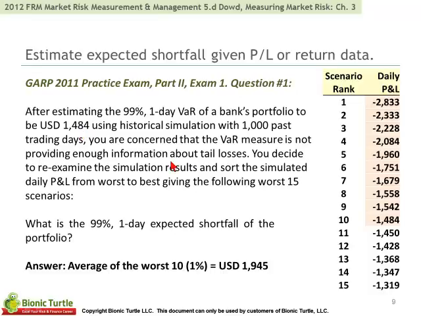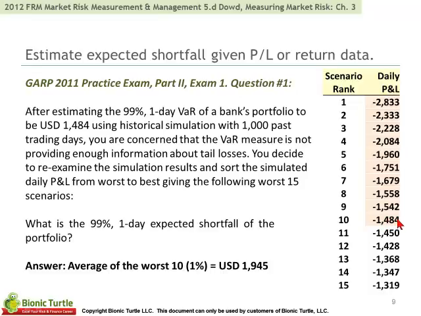That expected shortfall supplements, and so there's a point of the exercise. So what's the 99% one-day expected shortfall of the portfolio? Well, what you need to do for this is identify the worst 10 observations, because it's 10 out of 1,000, that's 1%. The 99% confidence corresponds to 1% significance.